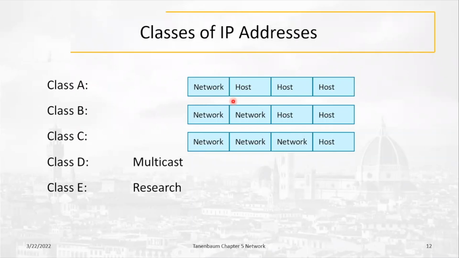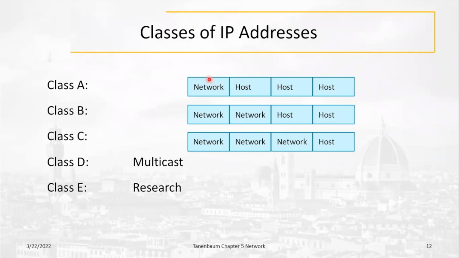First of all, this IP address is divided into 4 sections, and equal 4 sections, so 8 bits each. So the 32-bit complete IP address is divided into 4 parts of 8 bits each. Each part is called an octet.